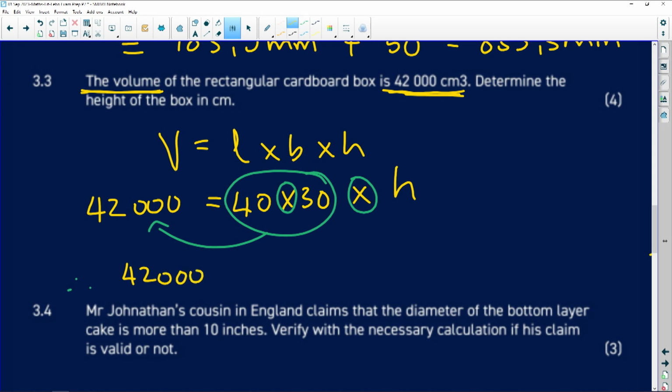42,000 divided by 40 times 30. And that's how I'm going to find my height. I'm not going to calculate that unless I need it later on. But for now, let me just leave it like that.